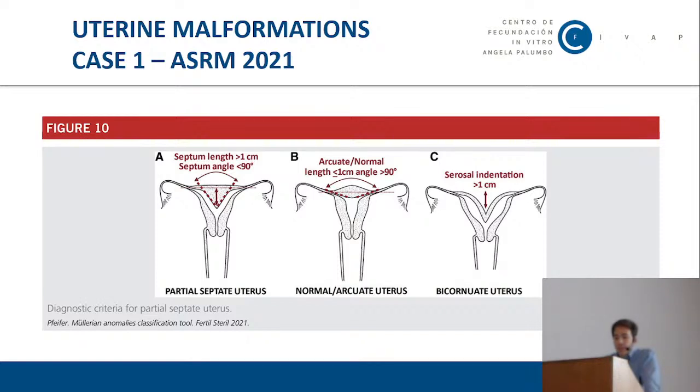They define a partial septate uterus when the length of the septum is more than 1 centimeter and the angle is less than 90 degrees. They define a normal or arcuate uterus when the length is less than 1 centimeter and the angle is bigger than 90 degrees. And they define a bicornuate uterus when the serosal indentation is more than 1 centimeter.